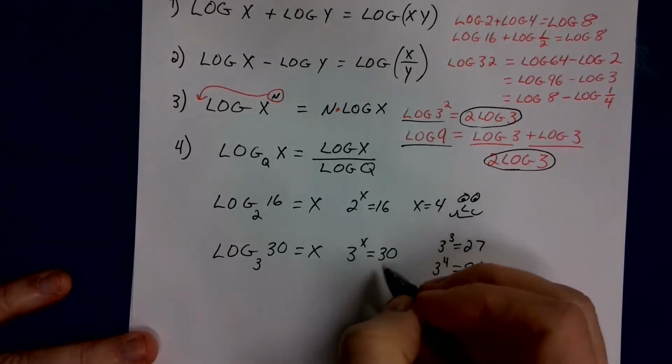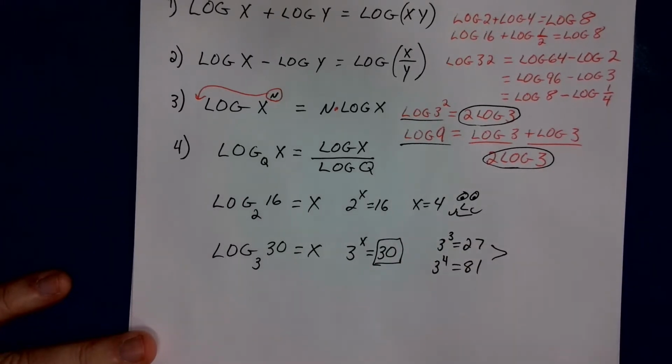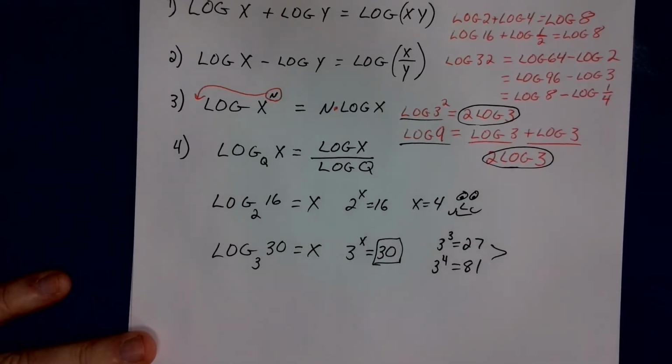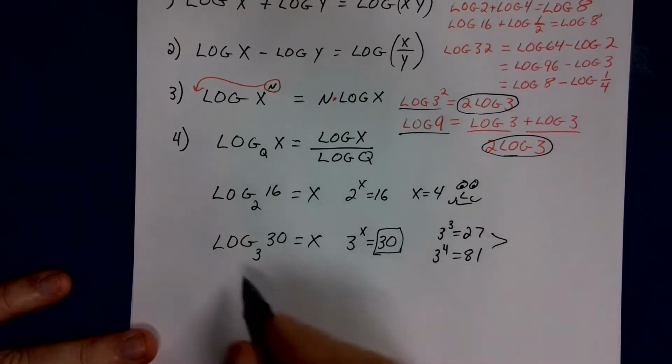So I know if I'm trying to get 30, I've got to get somewhere between 3 and 4 for my exponent. A lot closer to 3. I mean, it's going to be like 3.06 or something. I don't know, that's my guess. So how else could I do this?